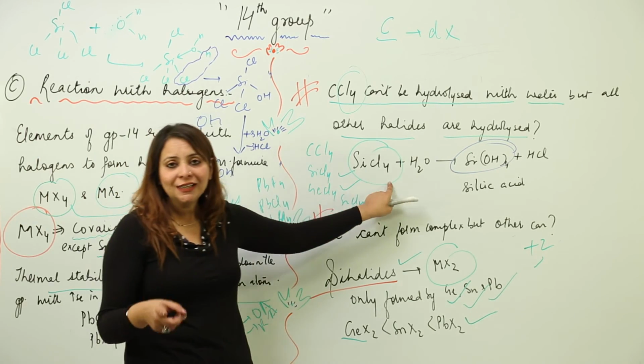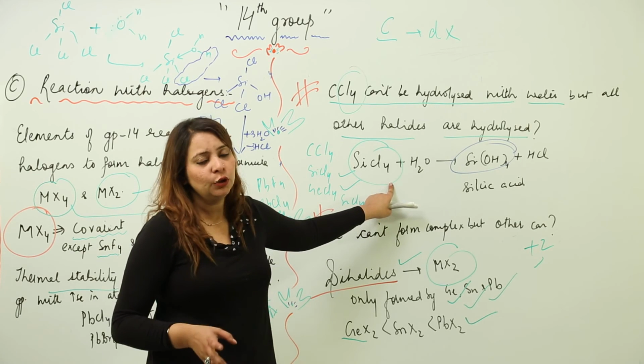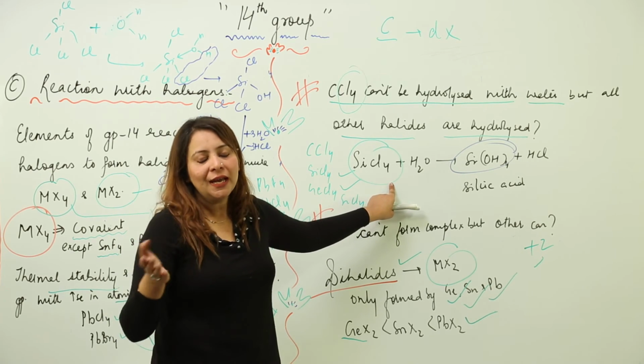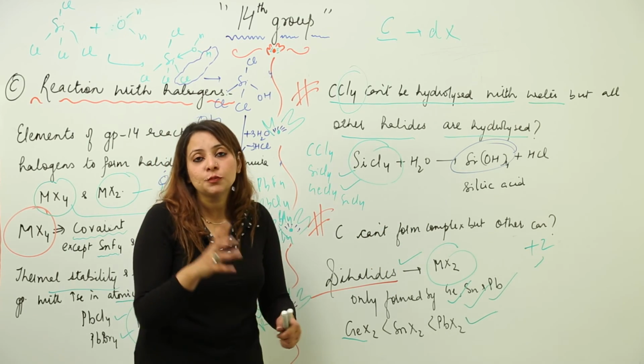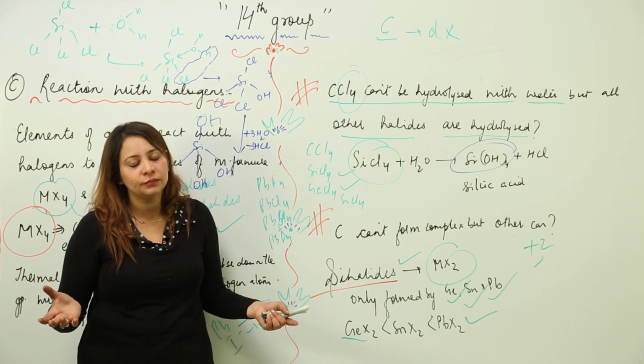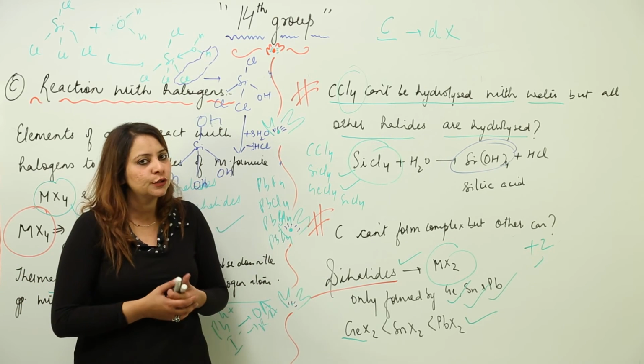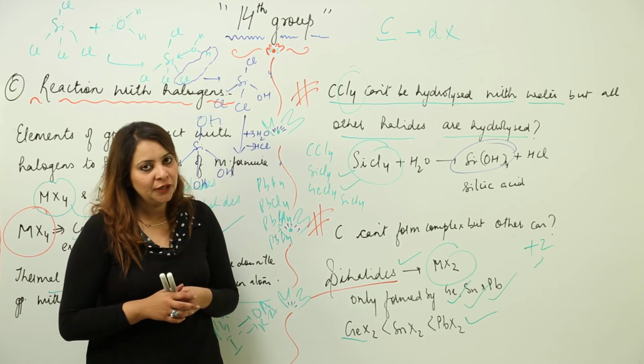So this is actually seen in silicon tetrachloride and the rest of the chlorides, or the halides also, but it is not seen in CCl4. The reason is that it is small in size and cannot hold the bigger water molecules with it. So therefore it cannot be hydrolyzed.